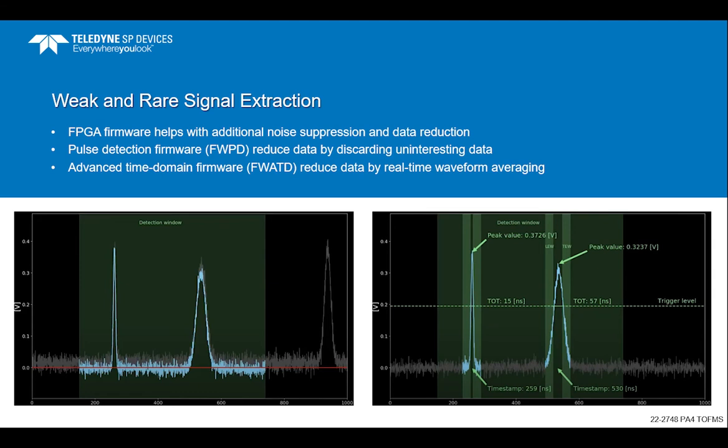Real-time digital signal processing helps improve the signal-to-noise ratio even further and simultaneously reduces the digitizer output data rate. Digitizers such as ADQ7 can produce up to 20 GB per second, and data reduction becomes an absolute necessity. It ensures robust continuous operation and simplifies subsequent post-processing. Our primary solutions for mass spectrometry include optimal pulse detection firmware, FWPD, that reduces the data rate by discarding redundant data, and advanced time domain firmware, FWATD, that delivers real-time waveform averaging to achieve significant data reduction.